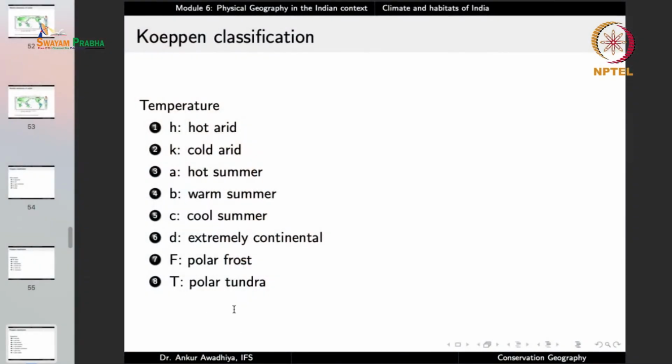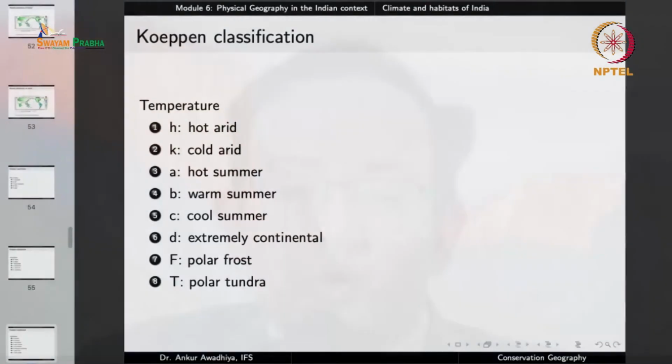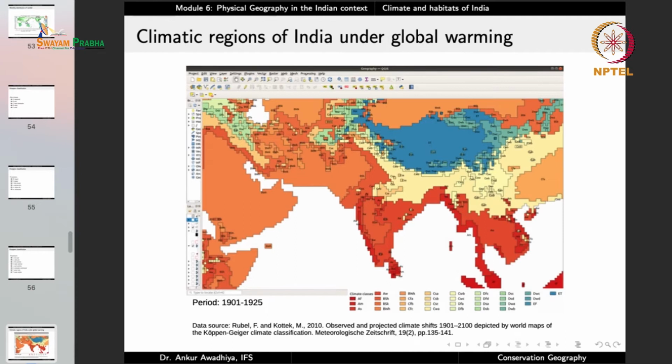And if you look at India, we find that different areas have different sorts of climates on the basis of this Köppen classification. Now, if you look at the period 1901 to 1925, so let us zoom in on this image. So here we find that most of the portions are either A or B, and certain areas are C.